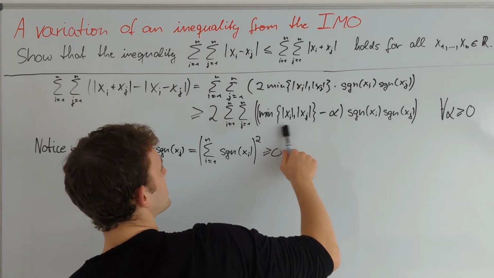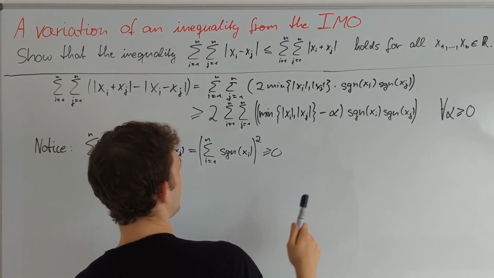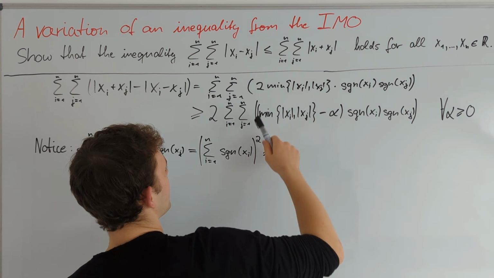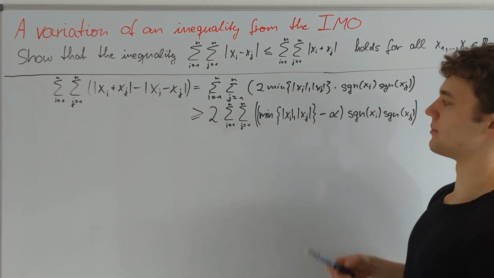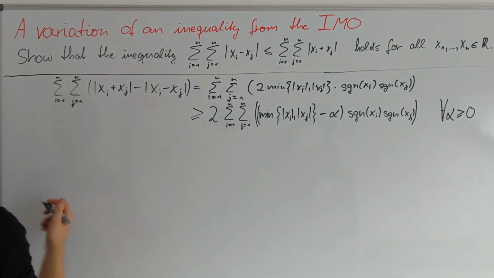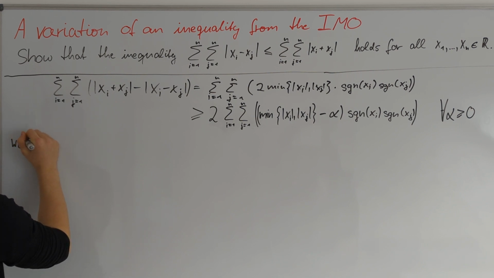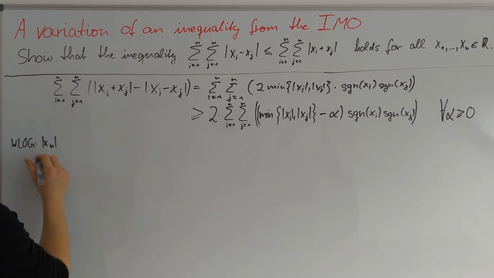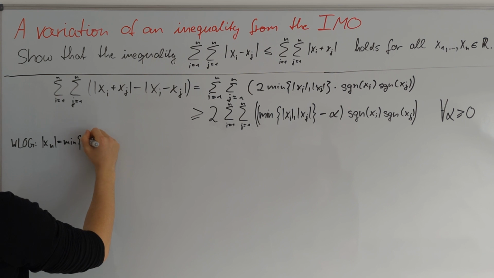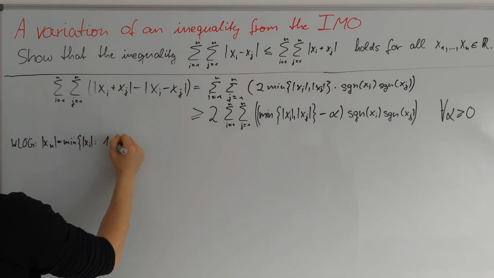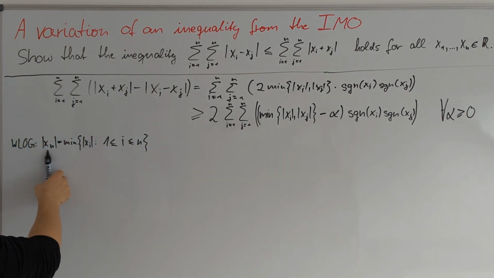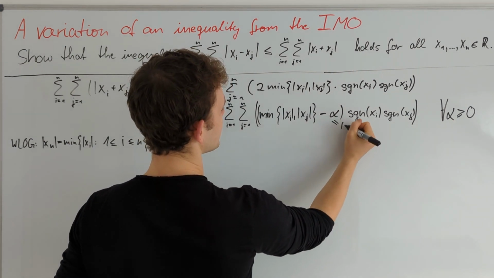Furthermore, note that all of those weights are non-negative. Therefore, we would like to choose alpha in such a way that after subtracting it from all of the weights, we are going to be left with non-negative weights again. Thus, we want alpha to be the minimum of the absolute values of xi for all indices i. For convenience, we first assume, without loss of generality, that the absolute value of xn is actually minimal, so let the absolute value of xn be the minimum of the absolute value of xi for 1 less than or equal to i less than or equal to n. Now we set alpha to be the absolute value of xn, so let's plug this into our inequality.